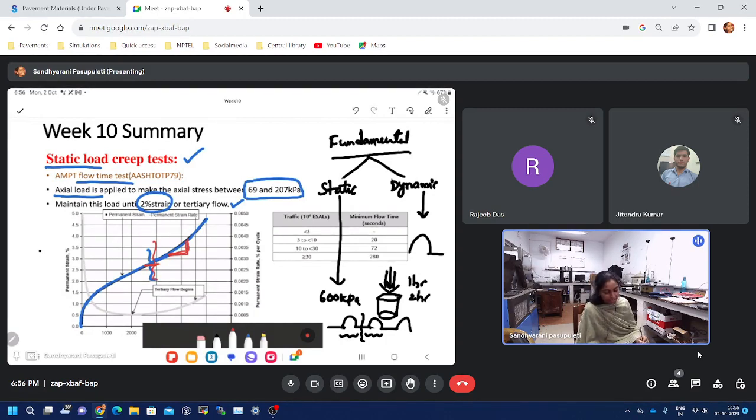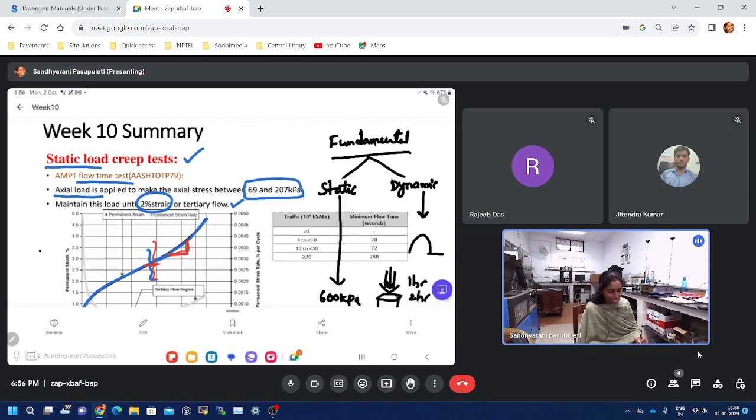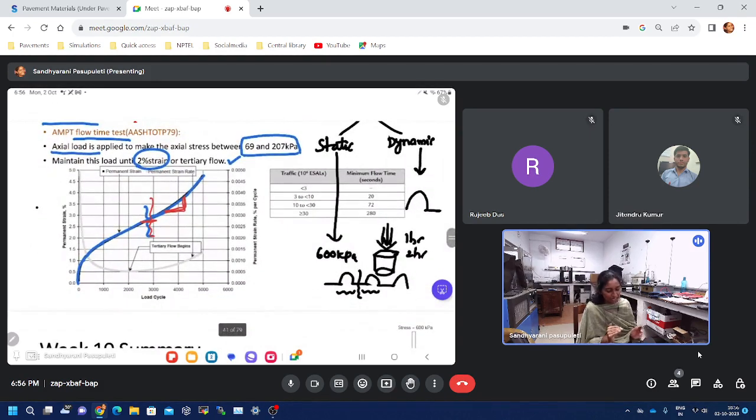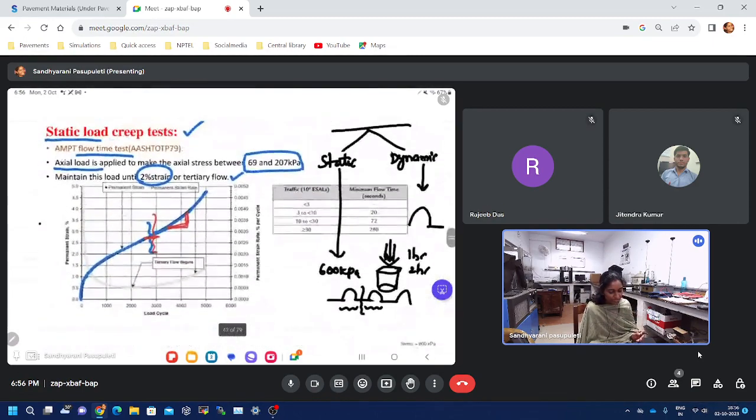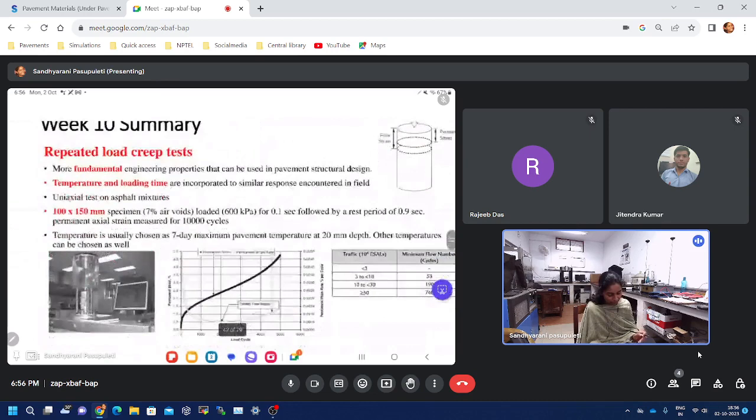Until the tertiary flow, when you actually start doing this experiment, the experiment will also provide the output while it is going on. Then you can see whether the tertiary stage has been reached or not. Otherwise, you can also run until 2% of the strain. So this is the static creep test.